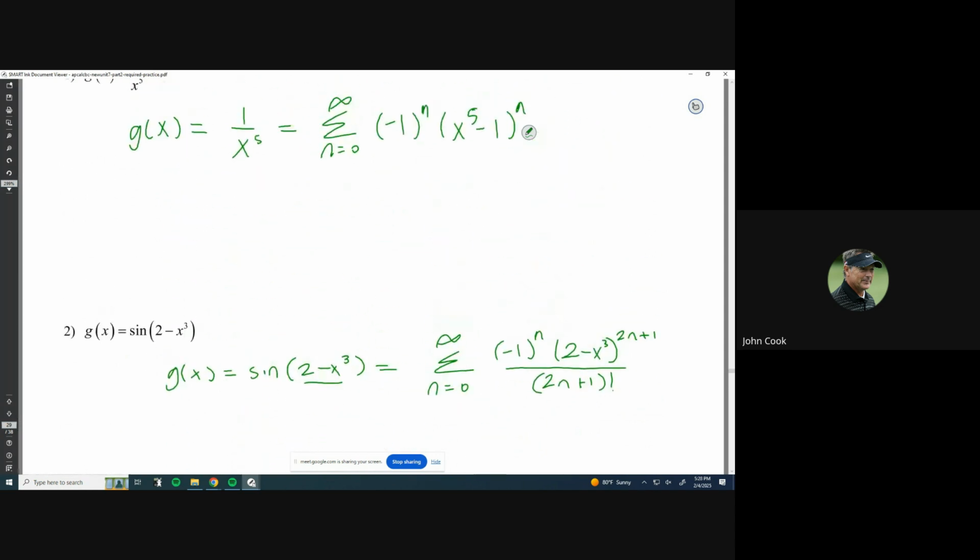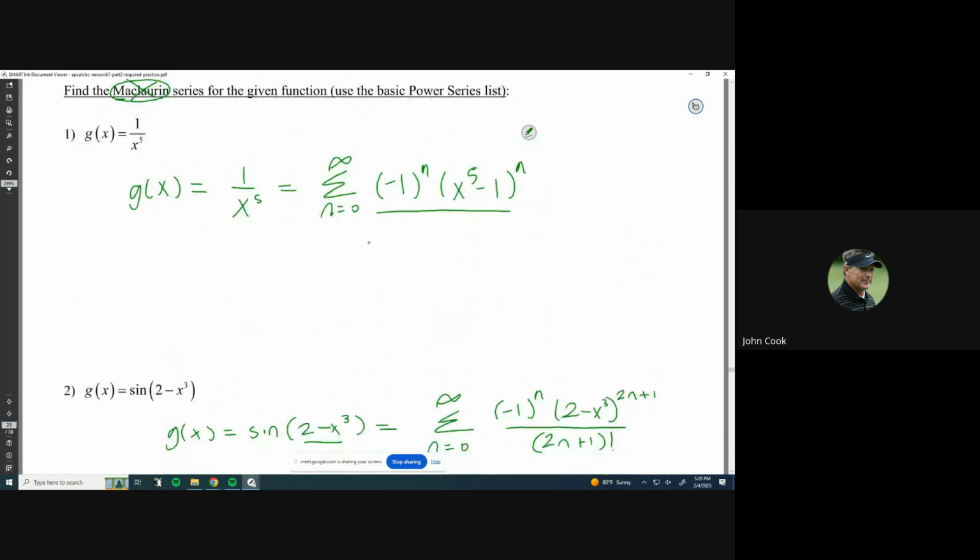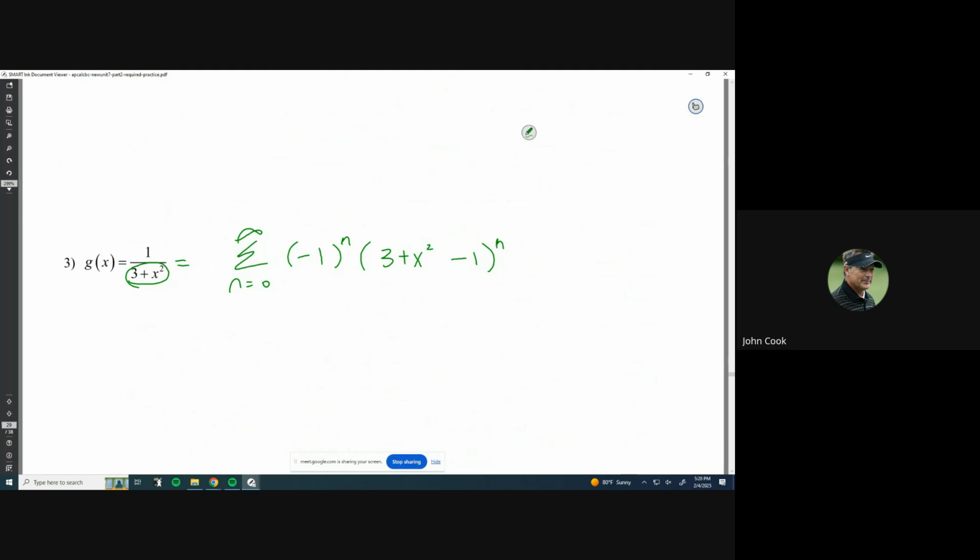Notice, again, we just use the same rule right here. Wherever we see the x value, we just plug in our input, which is 3 plus x squared in this case. And then we can simplify it a little bit. 3 minus 1 just gives me a 2.